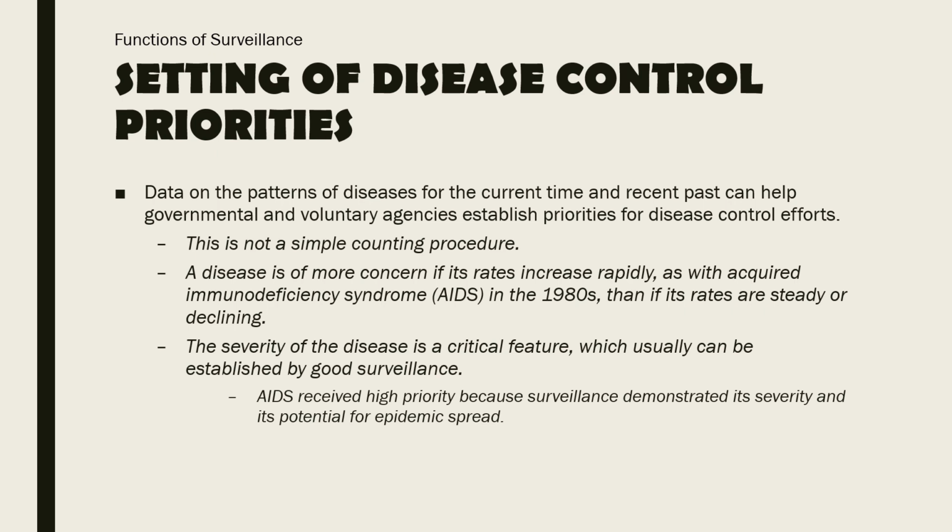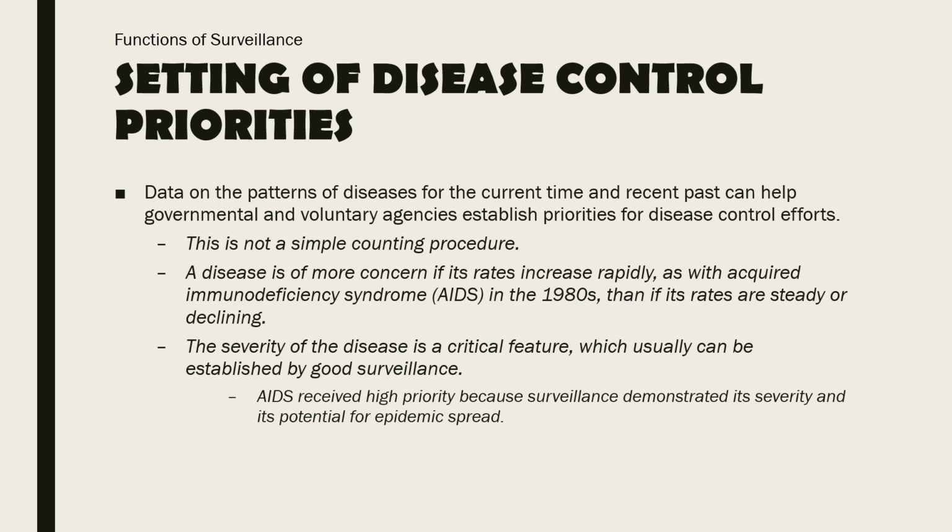such that we could set disease control priorities. So data on the patterns of diseases for the current time and recent past can help government and voluntary agencies establish priorities for disease control efforts. This is not a simple counting procedure. A disease is of more concern if its rates increase rapidly, as with acquired immunodeficiency syndrome in the 1980s, than if its rates are steady or declining.